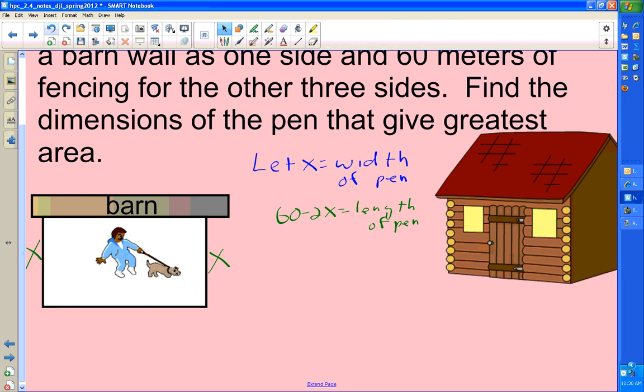No, we don't want a different variable. You do not want 2 different variables for your dimensions because your second variable is really going to be the thing you're looking for, in this case is area. Okay. So this is 60 minus 2x.